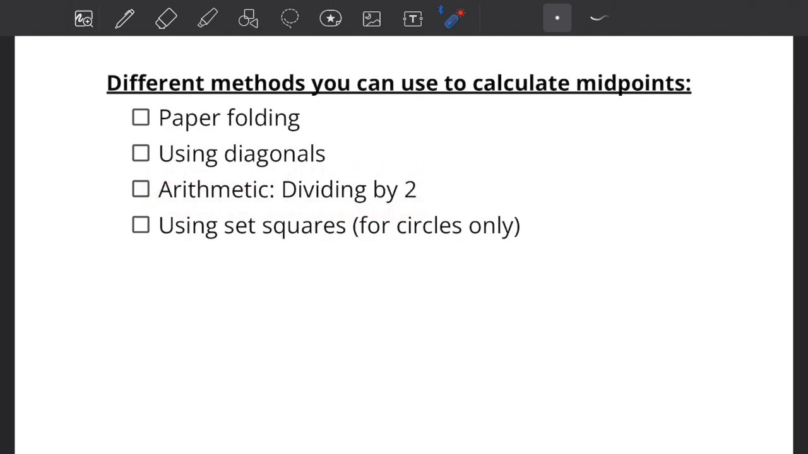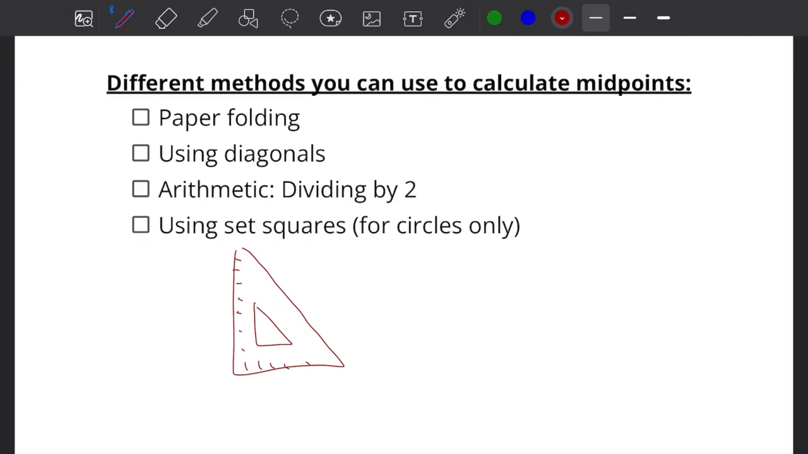Arithmetic is math. We're going to divide by 2, and we're going to go over many examples on how to do that with fractions. And then the last one is for circles only. We're going to use a set square, a piece in your geometry set that looks like this, to find the center or the midpoint of a circle.